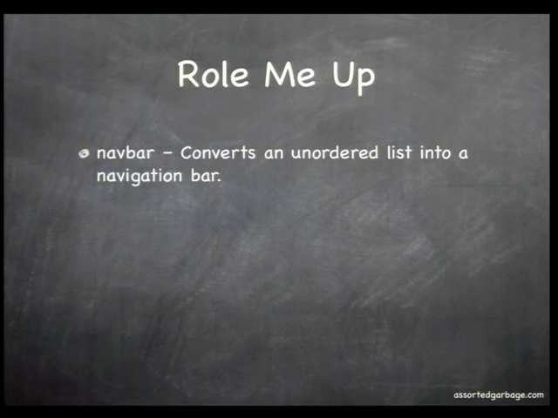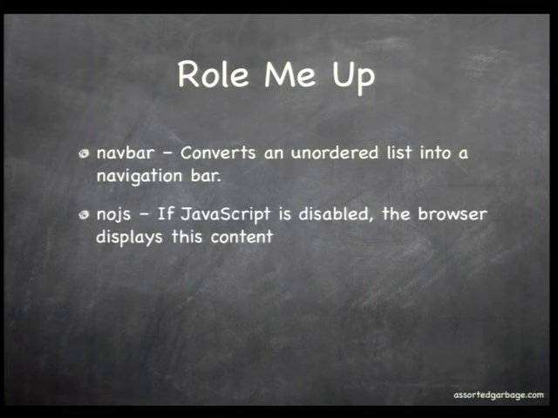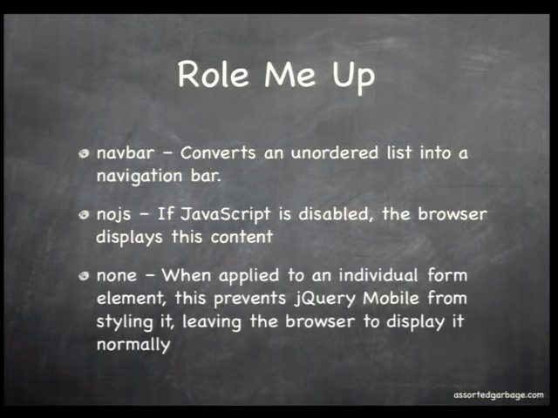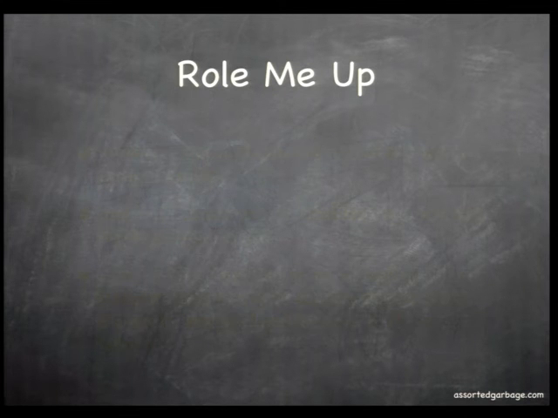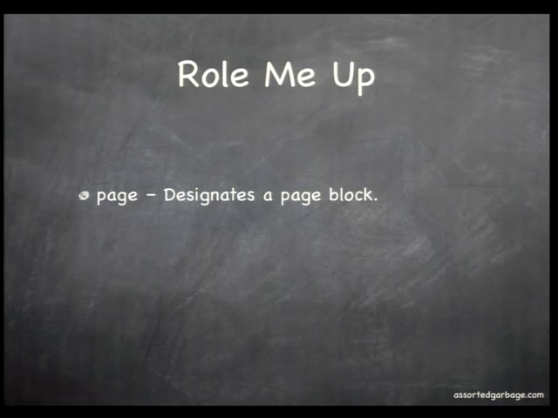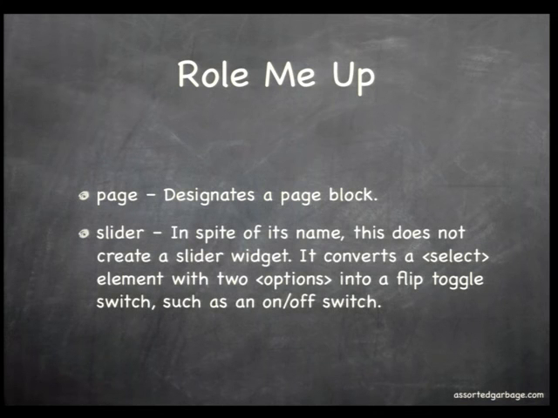You can have your nav bar, obviously. Also, what happens if JavaScript is not available? And if you don't want something styled by jQuery. And finally, a page. And there's even a nifty thing called a slider that is not actually a slider. Hence the name. What it actually does is make buttons. You know, you have on your iPad when you go Wi-Fi on or off, you've got that little button that slides to the side. That actually can be created with one line of code in jQuery Mobile.